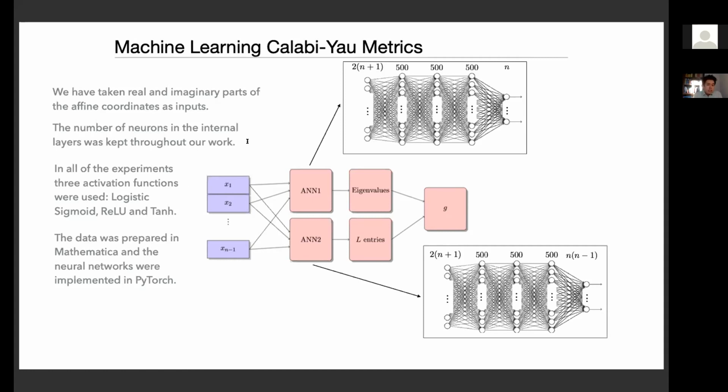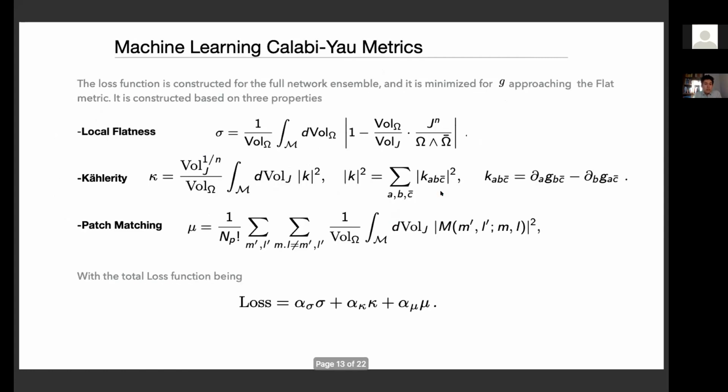So the data that we need here are basically points in the Calabi-Yau under consideration, and we don't really have output. So what we have to do here is to obtain a loss function that optimizes the parameters here as to give us a metric that is close to the Ricci flat metric that we want. So we have to take some properties into account in order to obtain this loss function.